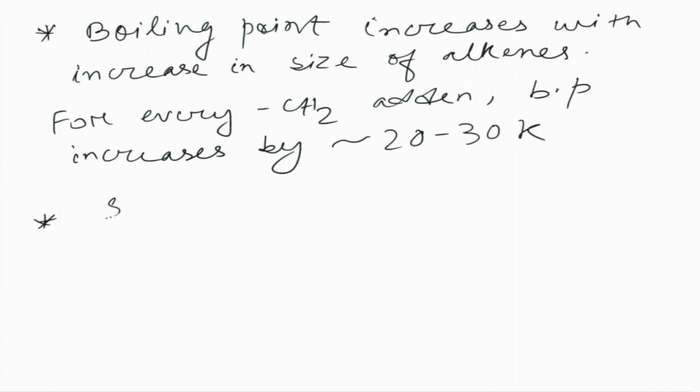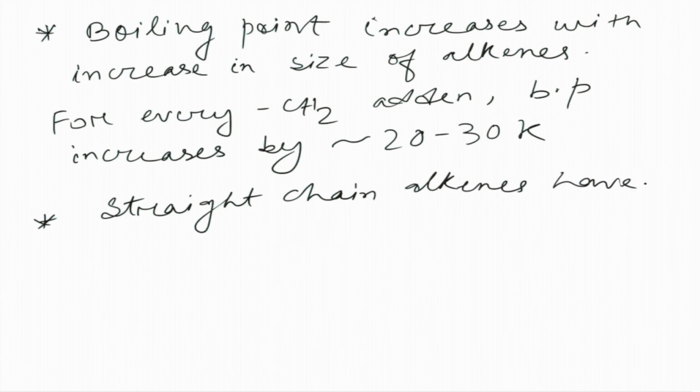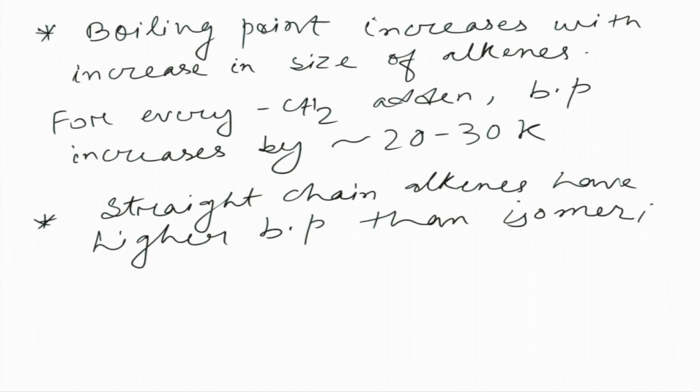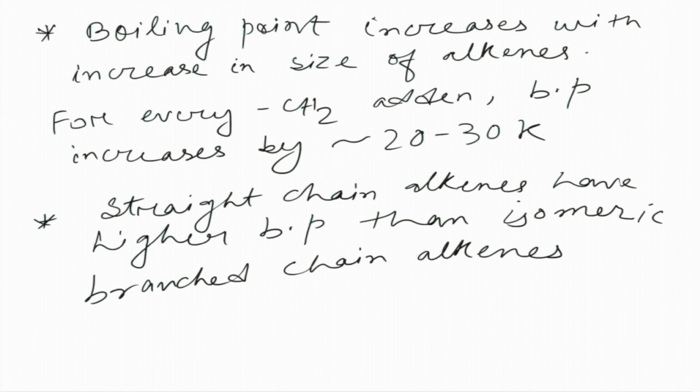And similar to alkane, straight chain alkenes have higher boiling point than isomeric branched chain alkenes. We have discussed the reason behind this while we were studying about the alkanes.